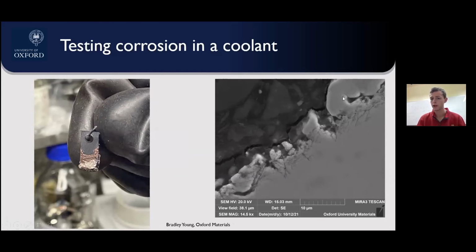Again, we can put it in our electron microscope and look at the surface. The lighter grey in this image is our metal, and diagonally across the middle, we can see the surface of our metal, and we can see the effect that the coolant has had, what the corrosion has done to the surface of our metal. This is really important for understanding why it works, and therefore how we can design something that might resist the corrosion better.